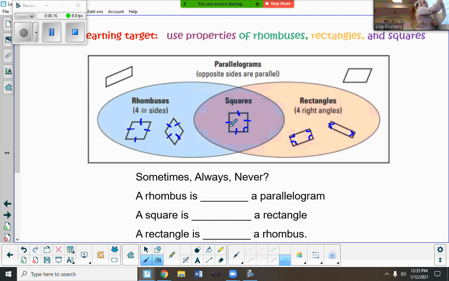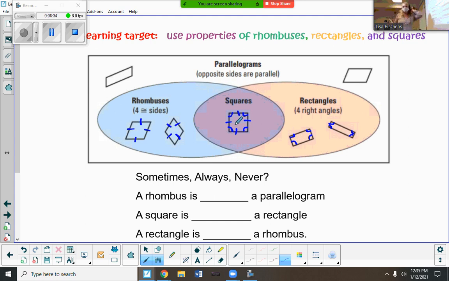Okay. And now just the one here in the middle has both congruent sides, congruent angles, all right angles, and then it's all the properties of a parallelogram. So we're going to use that chart and we're going to do some activities right now. This is going to be fun.